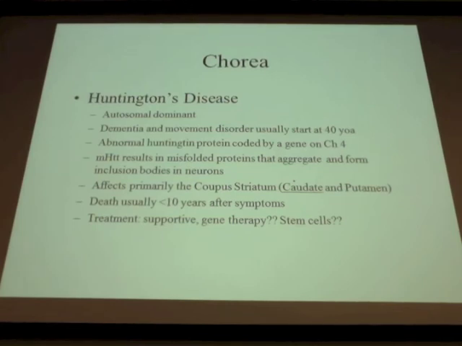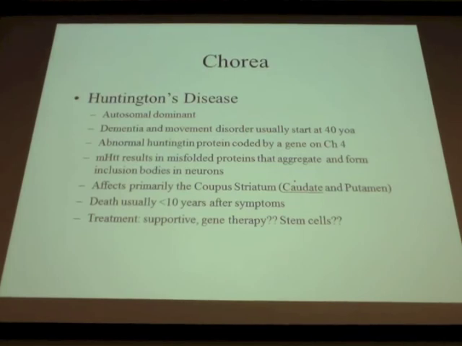So another choreiform disorder is Huntington's disease. Y'all heard of Huntington's disease or studied that? Okay, it occurs in about 1 to 2 in 10,000 people, so it's not terribly rare. It's not terribly common. It's an autosomal dominant disease, so if you have a parent that has Huntington's disease, you have a 50-50 chance of also getting Huntington's disease.